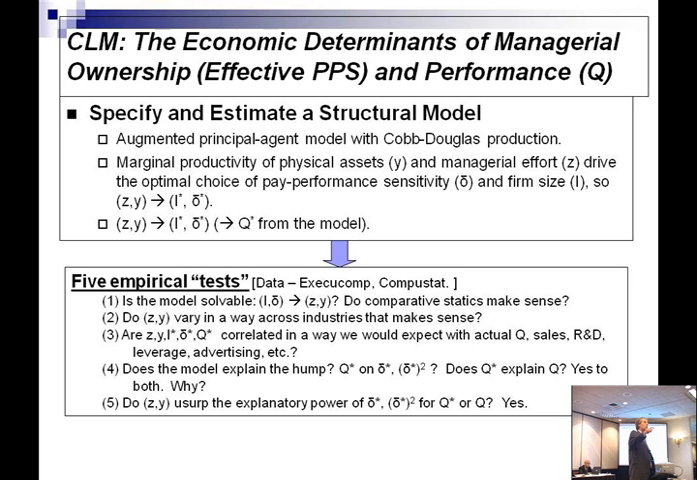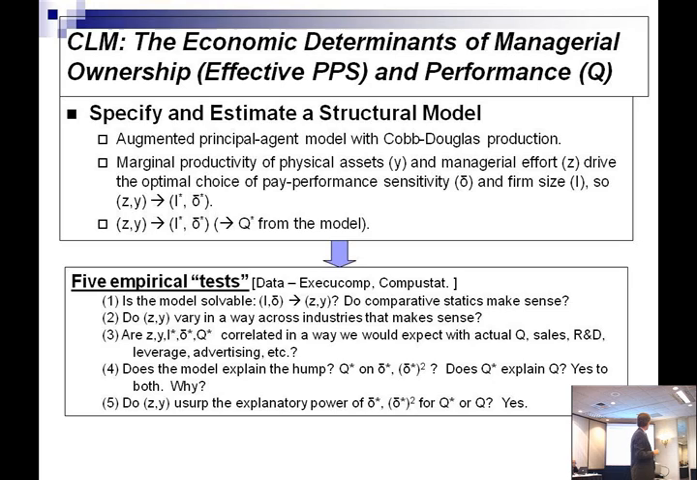So does the model explain the hump? Yes. So our simulated Q, if you took our Q and regressed it on delta and delta squared, you get the hump. And it's got a maximum about where the hump in the data appears. It's got a lovely shape. So the model actually delivers that, and I mentioned that Q star, our model Q, explains actual Q.